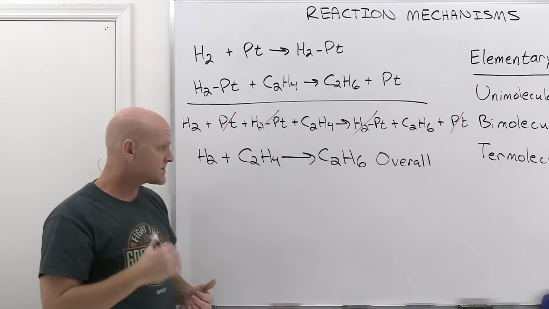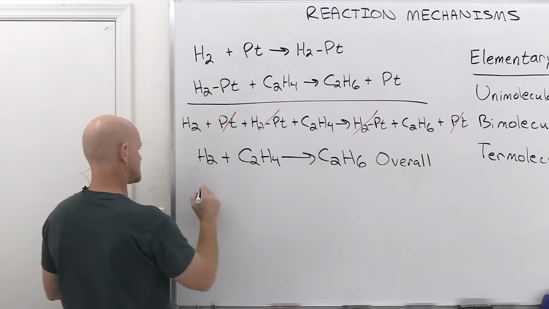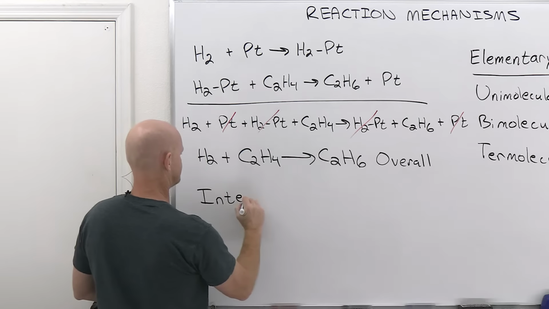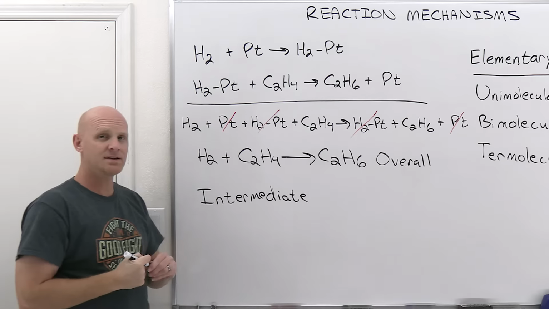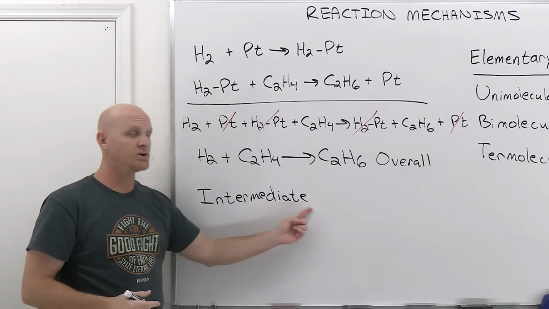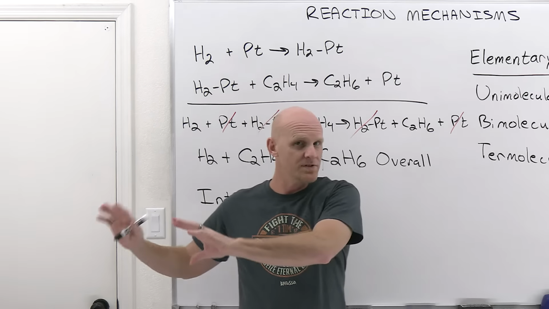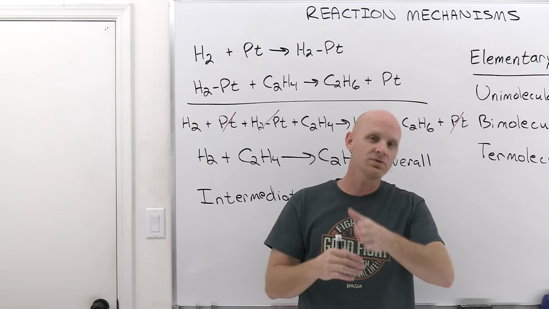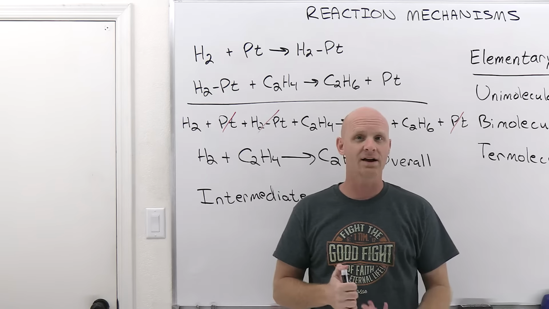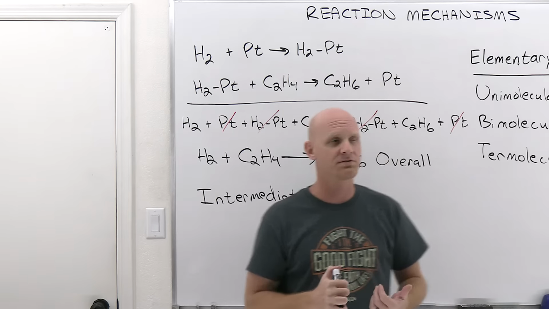And so let's take a look at this, and let's look at that word intermediate. An intermediate, and I'll write that out. So intermediate literally means in the middle. And so an intermediate is only present in the middle of a reaction. You don't start with it and you don't end up with it. You make it in an early step, but you use it up, you consume it before you get to the end of the reaction. And so it's not a reactant that you start with, but it's not a product that you end up with either.